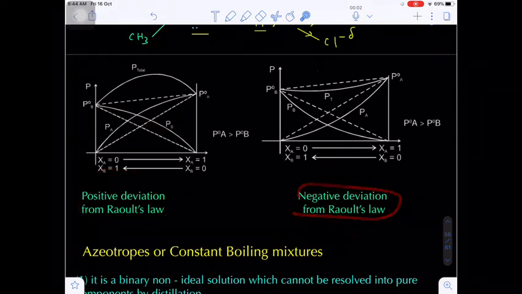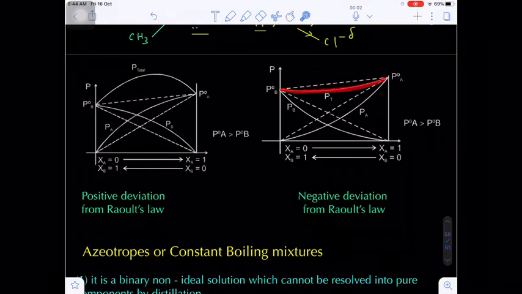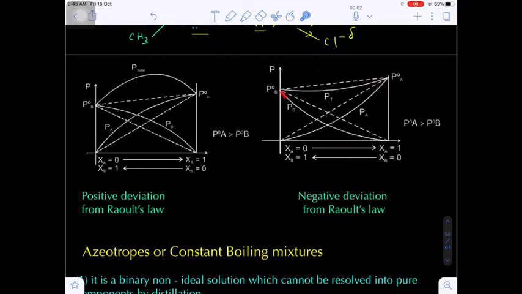But whereas here, if you see in the second diagram, this dotted line corresponds to Raoult's law. Okay, but the total pressure found experimentally is less than the pressure calculated by using Raoult's law. This is a negative deviation. Okay, now the component B having the pressure Pb and component A having the pressure Pa in the solution. Are you getting my point?